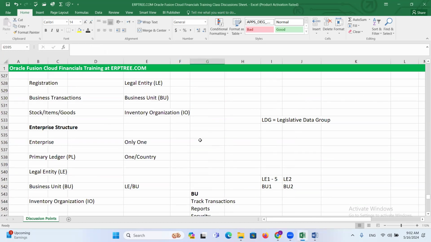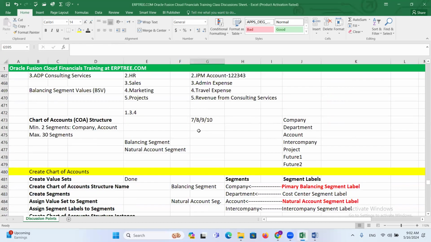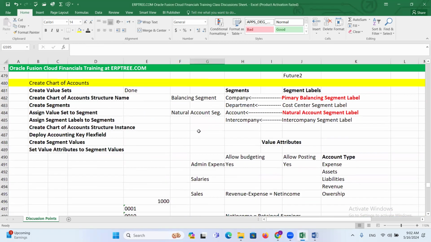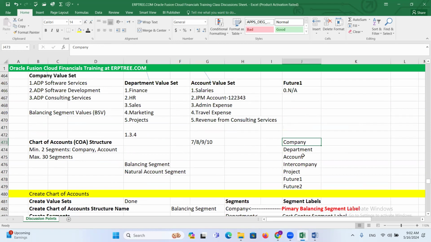So what we discussed: company and account are mandatory. Department also we use. If you have intercompany transactions, we use intercompany. And we recommend future one and future two. The client may opt for two future or one future, and the remaining one or two segments based on their business. Based on the nature of business, what they are doing, they will choose.